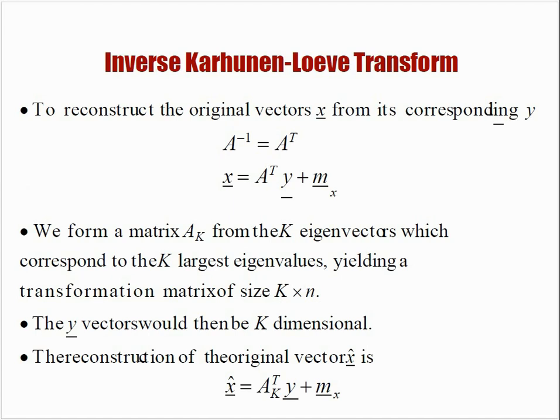To reconstruct the original vector x from its transform, we use the inverse KL transform, that is x equals A transpose times y plus the mean vector. If we only keep the k eigenvectors corresponding to the largest eigenvalues, we use matrix AK, which is k by n. The resulting y vector is now k-dimensional. The approximate reconstruction is given by AK transpose times y plus m.